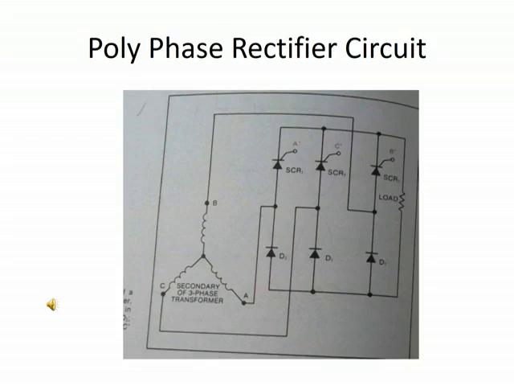So what is the polyphase rectifier circuit? For the polyphase rectifier circuit, the input will use a three-phase supply. You can see there are 6 devices: 3 SCRs and 3 diodes. The SCRs and the 3 diodes are connected together. The input is A, B, C, the secondary of the three-phase transformer. Then those three-phase voltages pass through the SCRs and the diodes, and when the SCR gates are fired, the output will be a DC voltage. The output DC voltage is produced and connected across the load.